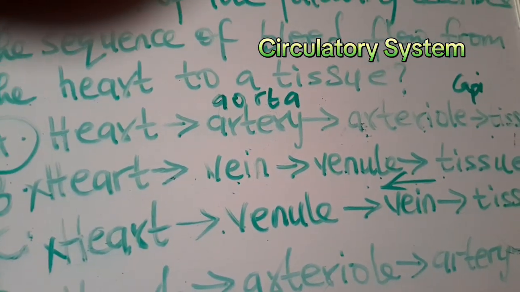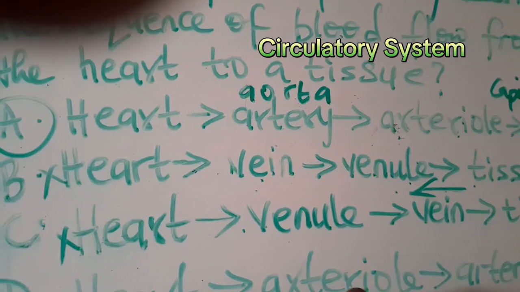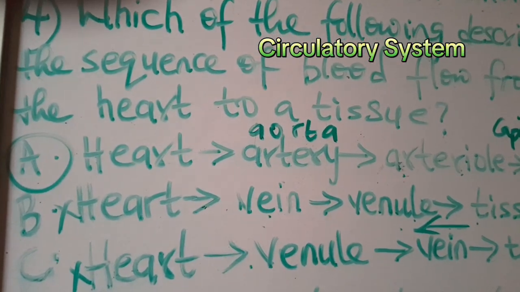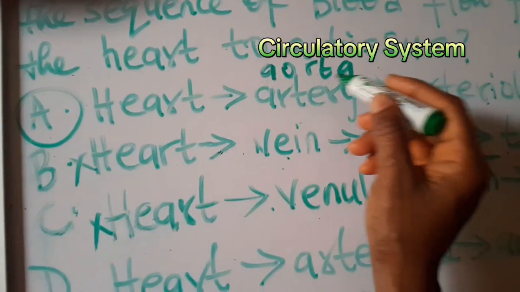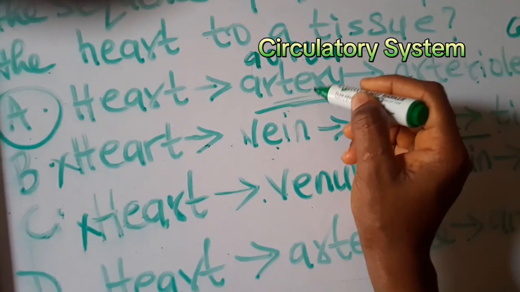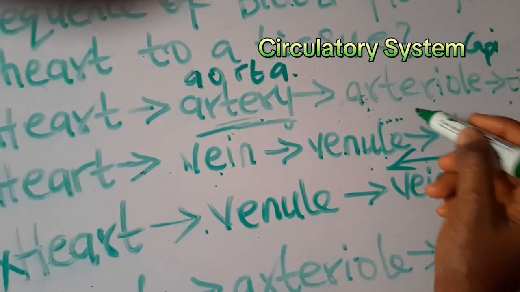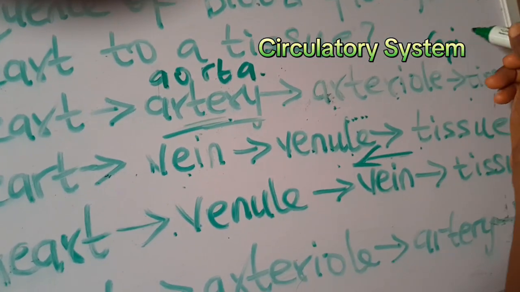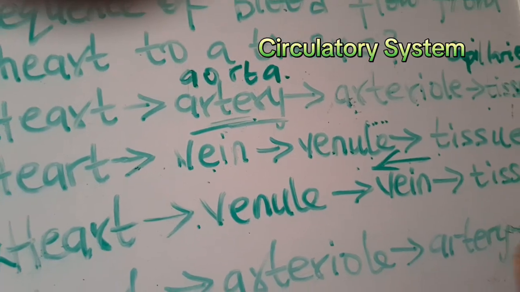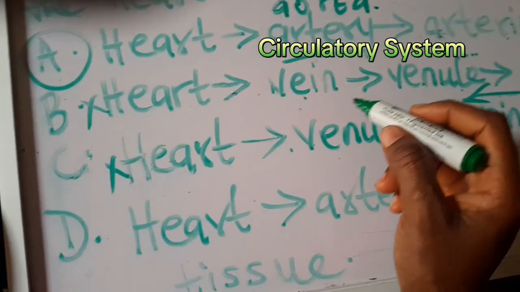So the hint here is, anytime it's leaving the heart, because the question says the sequence of blood flow from the heart, that means it's moving from the heart to the tissue. It must start with a major artery, or if they don't give you the major artery called aorta, you can take artery, but not the little ones called arterioles. From there it gets to capillaries. From capillary it now gets to the tissue. But if it's returning to the heart, then it will move through veins.